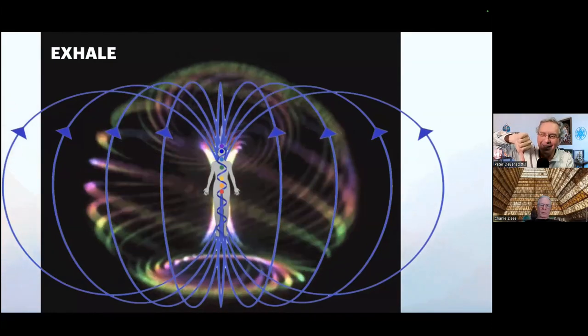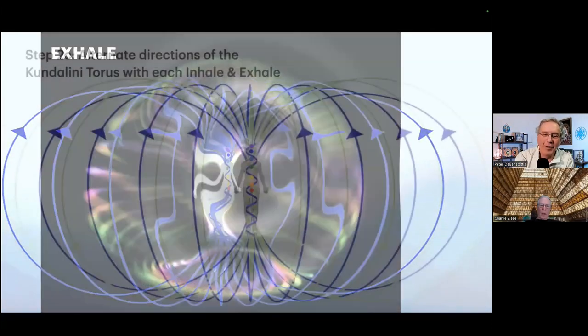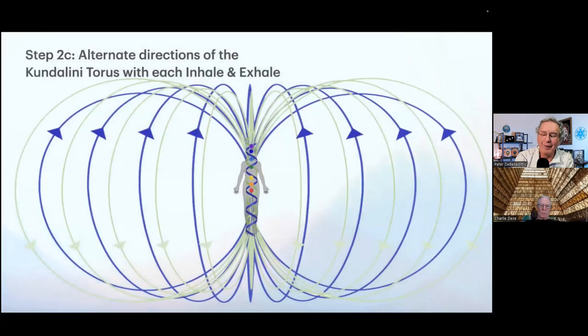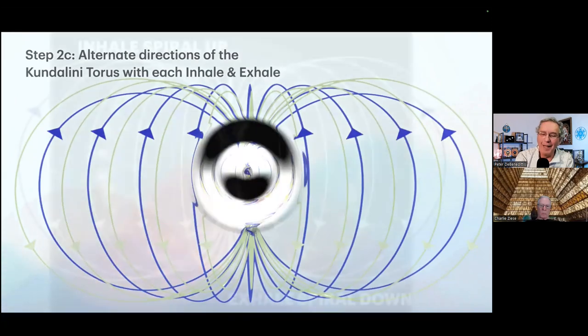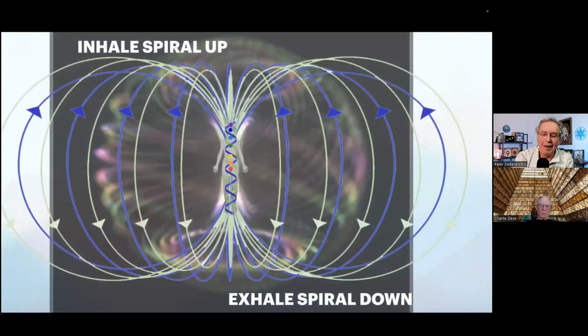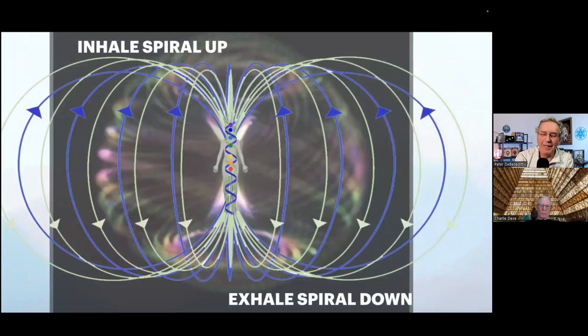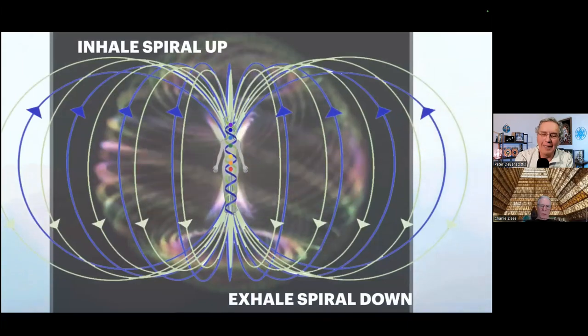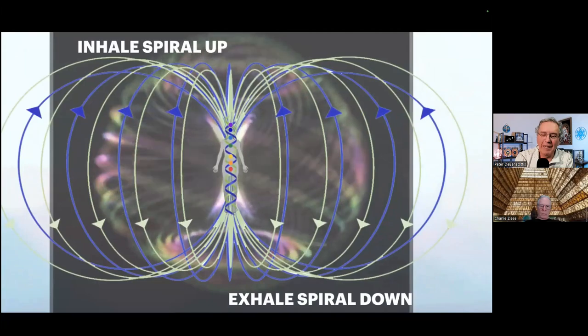All right. And then just like you did before, you alternate. Okay. One direction up, one direction down. All right. In breath up and around, out breath down and around. And then eventually you get them both going at the same time. And that's two toruses spinning through you.